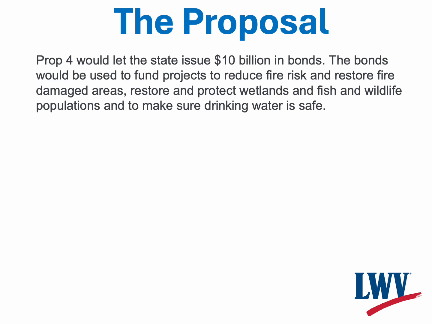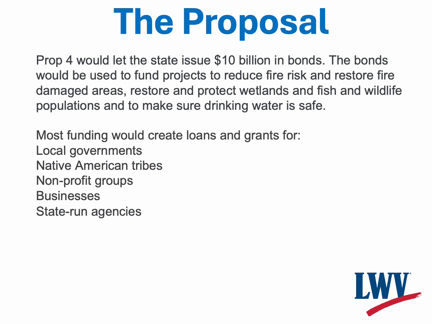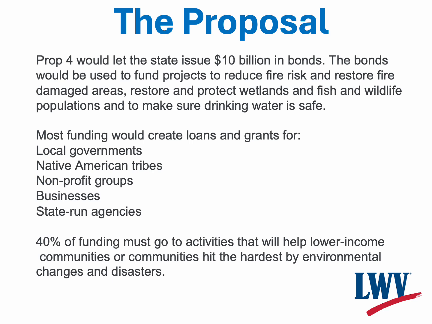Passage of Prop 4 would result in the selling of $10 billion in bonds. The money raised would pay for reducing the risk of fire and restoring the damage from the fires. The funds would also help to restore and defend wetlands and wildlife populations. It would also make sure that drinking water would be safe. The money raised would be dispersed to a number of different entities such as local and state governments, native tribes, and non-profit groups and businesses. 40% of the funding must go to activities that will help lower-income communities or communities hit the hardest by environmental changes and disasters.